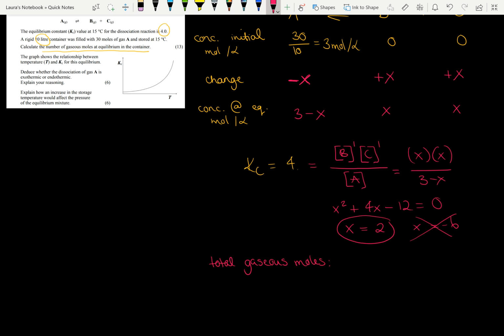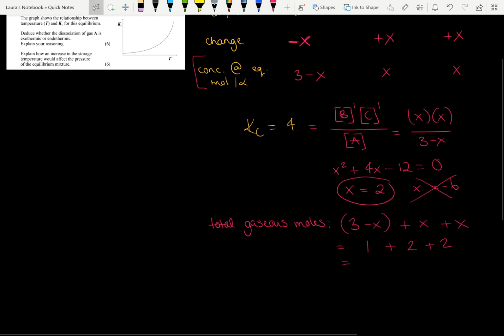So that's basically saying if we take our concentration at equilibrium, we've got A, which is 3 minus X, plus B, which is X, plus C, which is X. We know that X is equal to 2, so 3 minus 2 is 1. So we've got 1 plus 2 plus 2, and that gives us a total number of moles of 5.